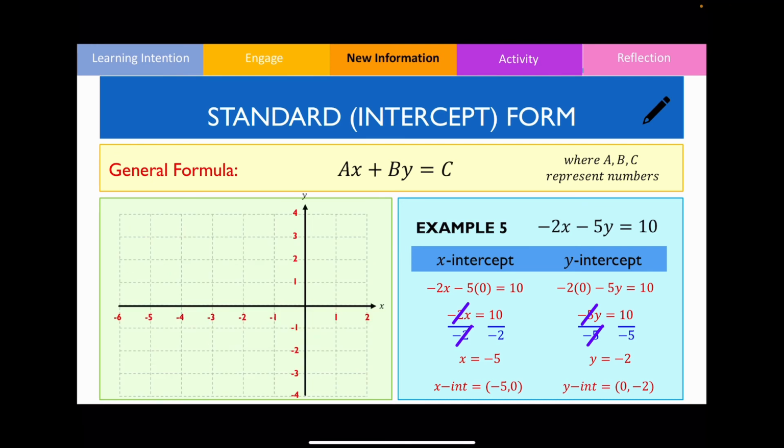Let's now graph this equation. So what we'll do is we'll just plot both the x and y intercepts onto the Cartesian plane, and we'll now draw a straight line between these 2 coordinates, and that's going to be the graph of negative 2x minus 5y is equal to 10.